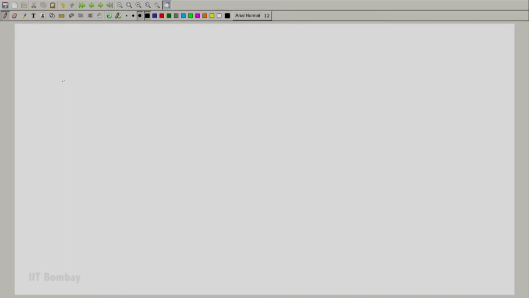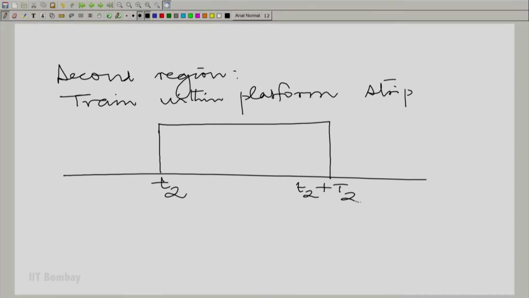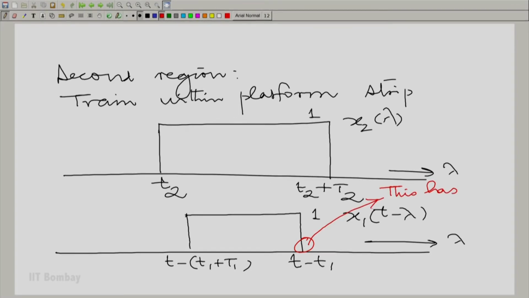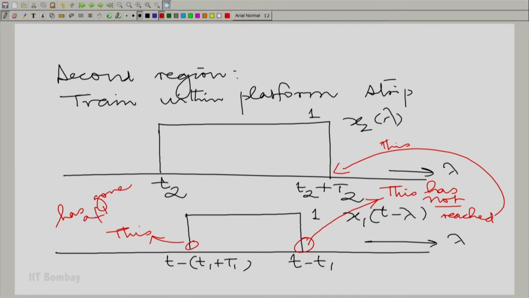So, how do we depict that situation graphically? Let us draw it here. Second region, train within the platform strip. So, what would the situation be? T minus T1 there, T minus T1 plus capital T1 there. This is essentially x2 lambda, x1 T minus lambda, and this has not reached this, but this has gone after this. That is the situation.